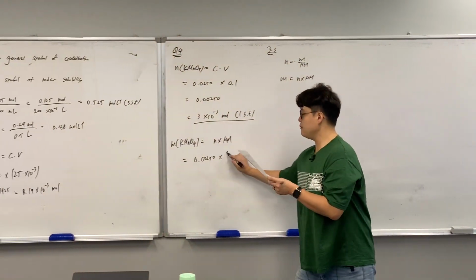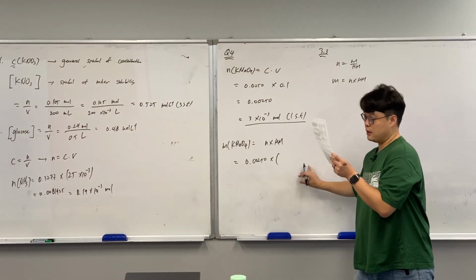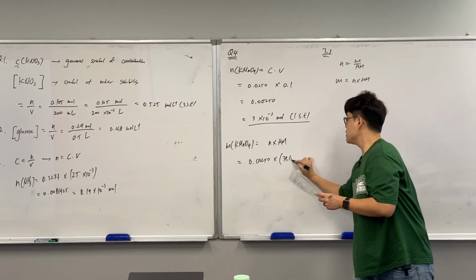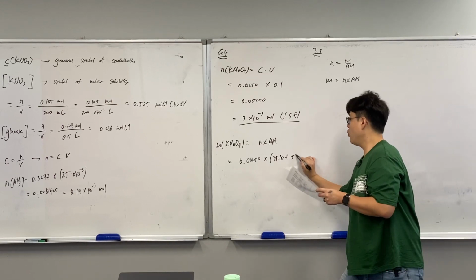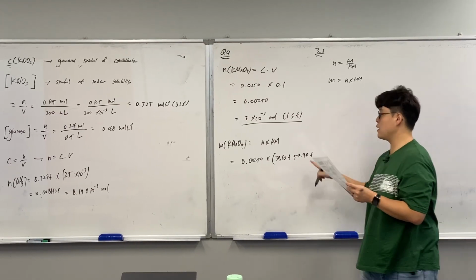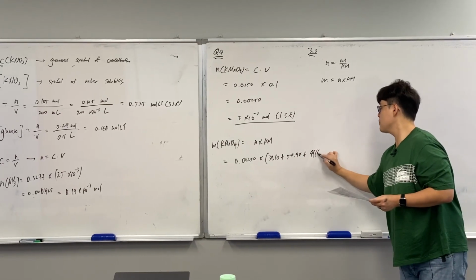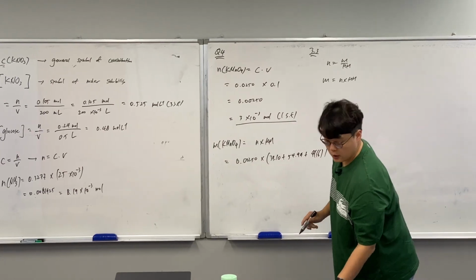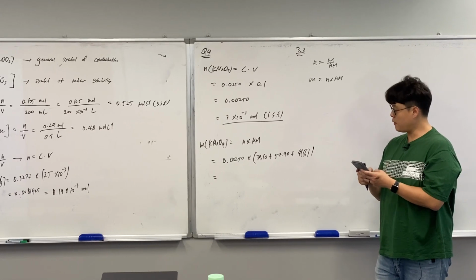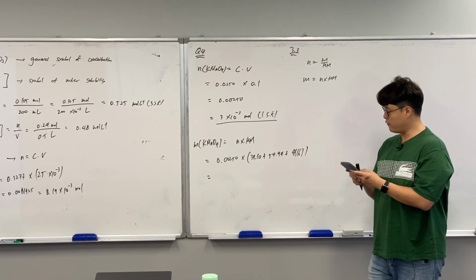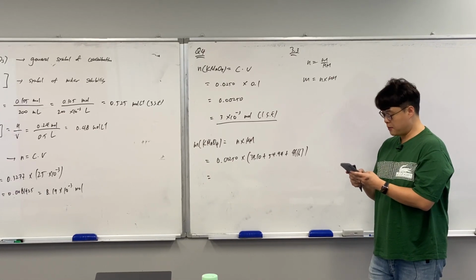You have potassium, that is 39.10, plus manganate, Mn, that's 54.94, plus 4 of the oxygen, 4 times 16 there. Make sure you show all the relevant working out too. So 39.10 plus 54.94 plus 4 times 16.